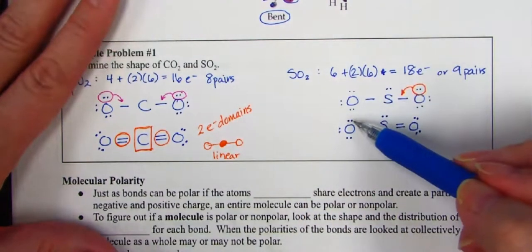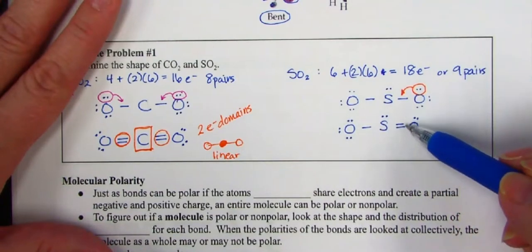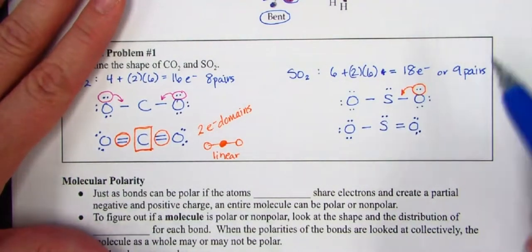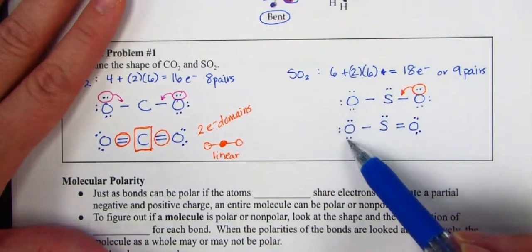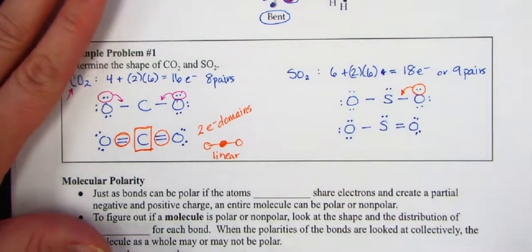So this oxygen has 2, 4, 6, 8. This oxygen has 2, 4, 6, 8. And the sulfur has 2, 4, 6, 8 electrons around it. Everybody's happy. I've used 9 pairs total. 1, 2, 3, 4, 5, 6, 7, 8, 9. So this is the Lewis structure.